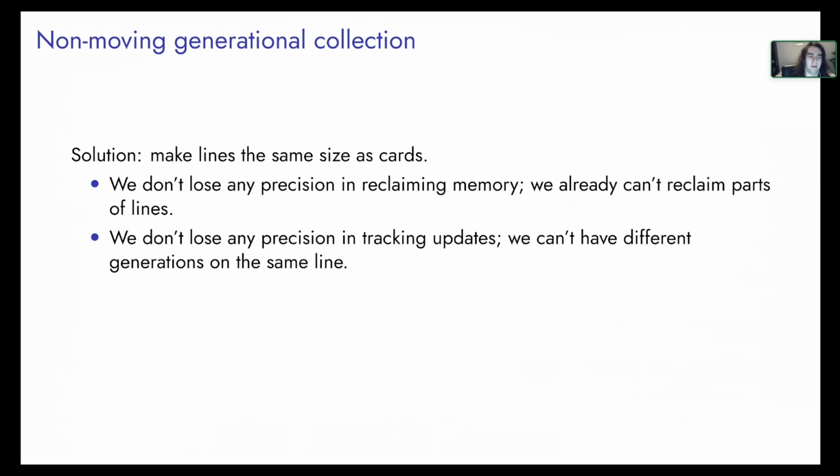So we can get around both these problems by making the lines the same size as cards. We don't lose precision in reclaiming memory because we can't reclaim parts of lines, so we don't lose any space doing this. We also don't lose any precision in tracking updates. For the same reason that we can't reclaim parts of lines, we can't have different generations on the same line, so that is also not a problem.